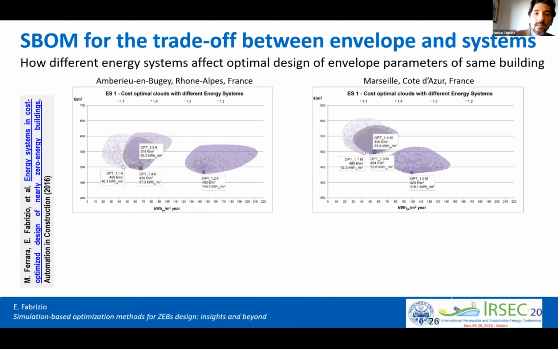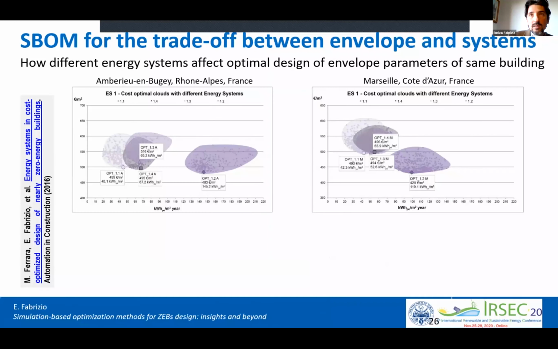This is also quite interesting. We have two different climates, one which is a bit colder and one, Marseille, which is a bit warmer. We have these clouds of points. Each point represents a unique design solution, and these clouds of points represent different energy systems. So I'm coupling some envelope design options with different energy systems. This one, for example, which has a larger consumption of kilowatt hour per square meter per year, is the one that exploits electricity.